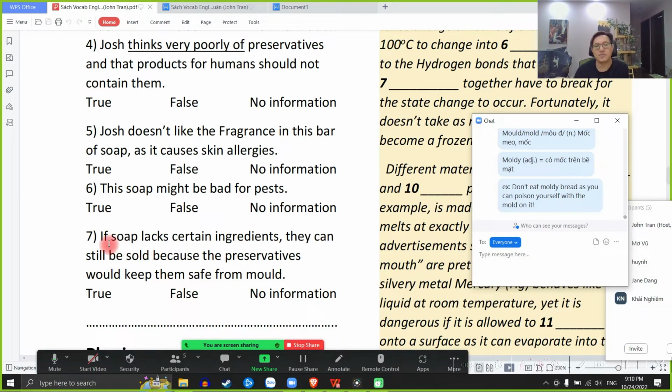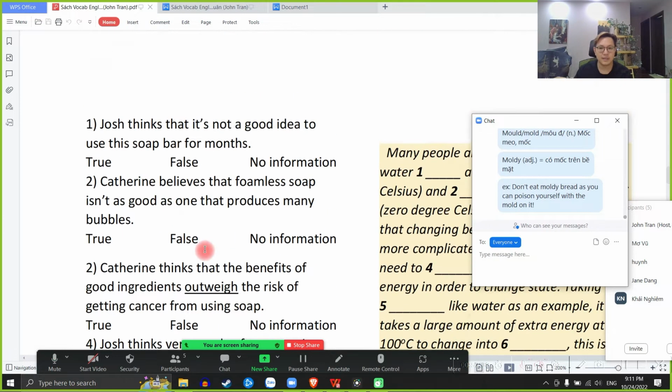Okay, number 7. If soap lacks certain ingredients, they can still be sold because the preservatives would keep them safe from mold. Nếu mà cái xà bông nó thiếu một số cái nguyên liệu thành phần, chúng có thể vẫn được bán bởi vì những cái chất bảo quản sẽ giữ chúng an toàn khỏi bị mốc. This should be the most difficult question. Câu số 7 sẽ là câu khó nhất. Alright, let's listen now.